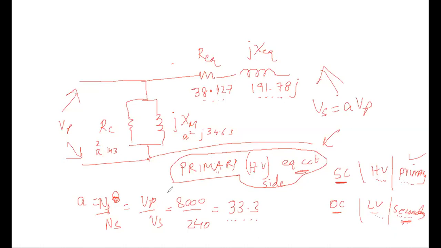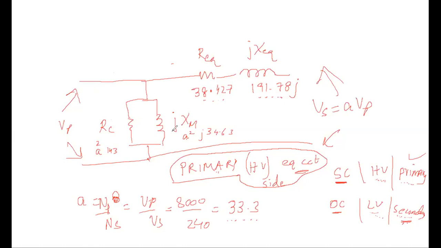I already know the value of A, which is Np over Ns is equal to Vp over Vs. So when I multiply 143 by 33.33 square, so the value will come out to be, what will the value come out to be? Quickly tell me on the chat. What will this RC value be with reference to the primary side? And what will this JXM value be with reference to the primary side after I multiply them by A square?